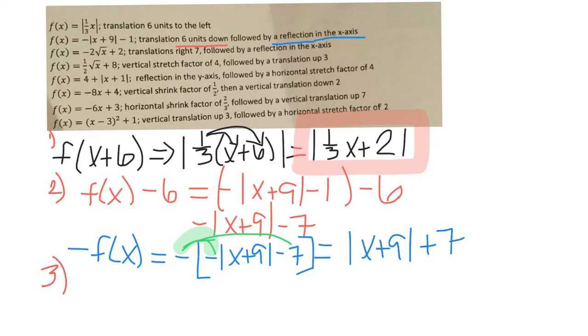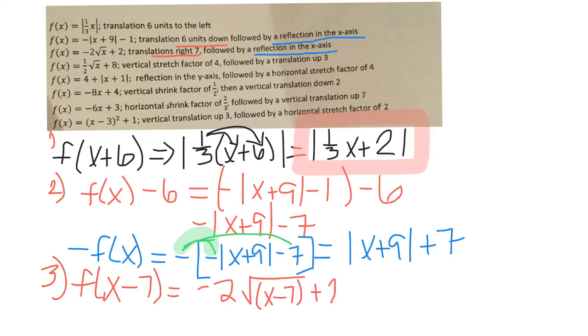Number 3 is -2 square root of x plus 2, translation 7 right, followed by reflection in the x-axis as well. So we have 7 right, which is f of x minus 7. We're going to do that first. -2 square root, the x gets replaced with x minus 7, plus 2 on the outside. And there's nothing to simplify.